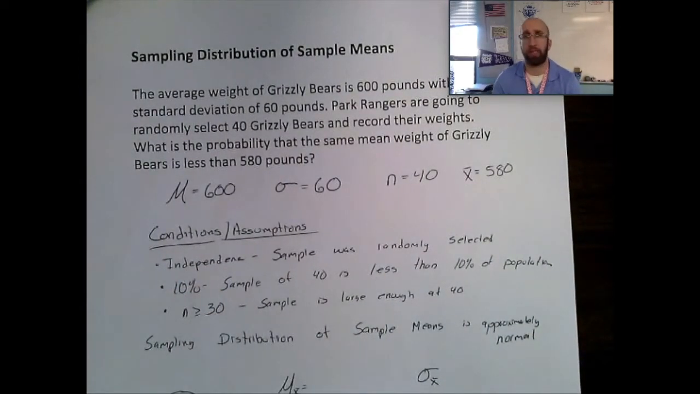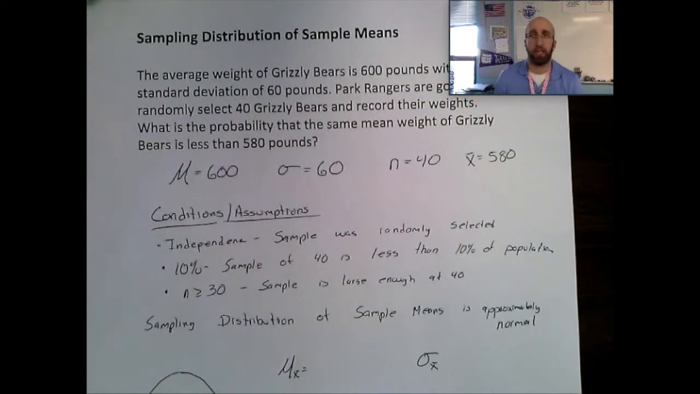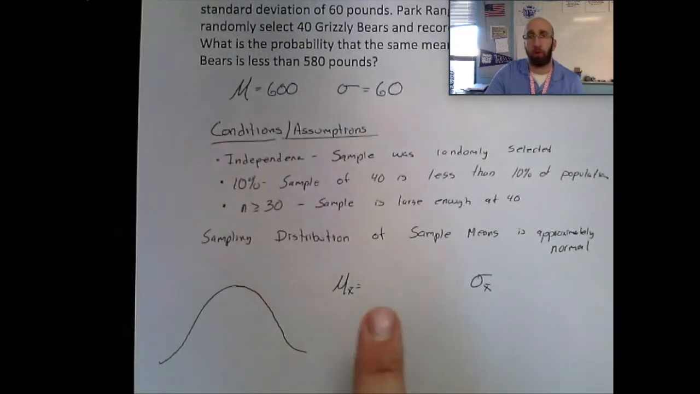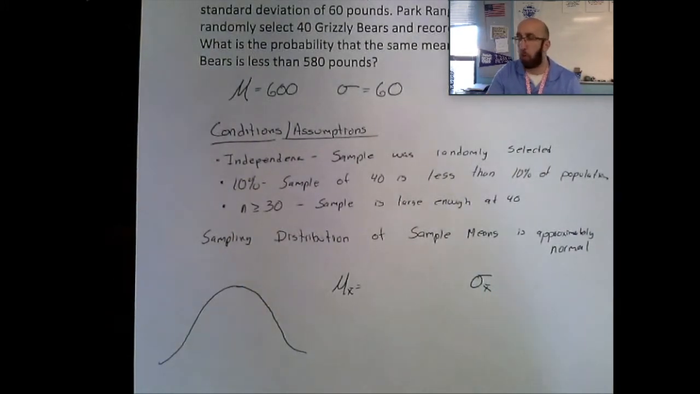And then finally, we need to make sure my sample is large enough. We use n is greater than or equal to 30, so I hope my sample is at least 30. We have a sample size of 40, so that means it's big enough. Because all three of these conditions are met, our sampling distribution of sample means is approximately normal. That means we have that nice bell curve. So we can find the center and the standard deviation of my sampling distribution, and it's going to allow us to do a whole bunch of things.